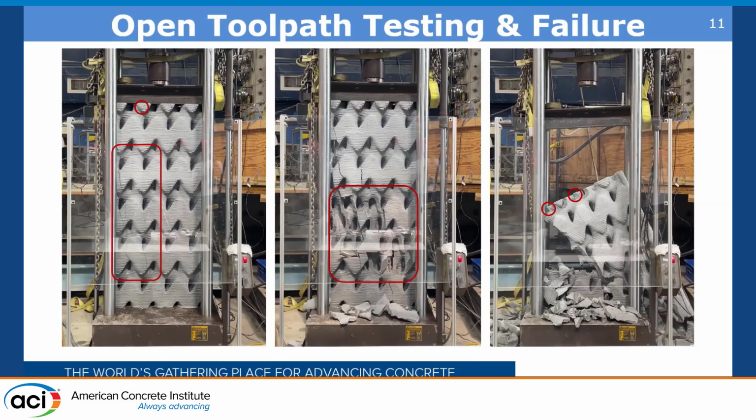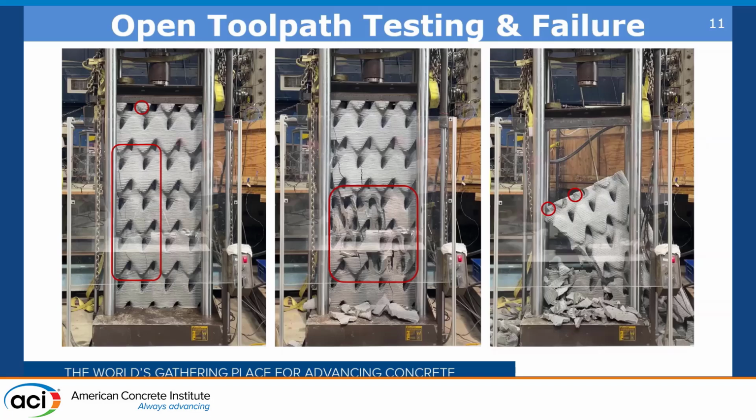Our open toolpath wall, however, actually behaved in a very different manner. There is still cracking that can be seen in these upper overhangs, but now we're seeing significant cracks originating from one side of the entire wall and spreading down the gyroid. Continued loading led to the failure of a large portion of the wall here, which then led to the failure of the entire system fairly rapidly afterwards.